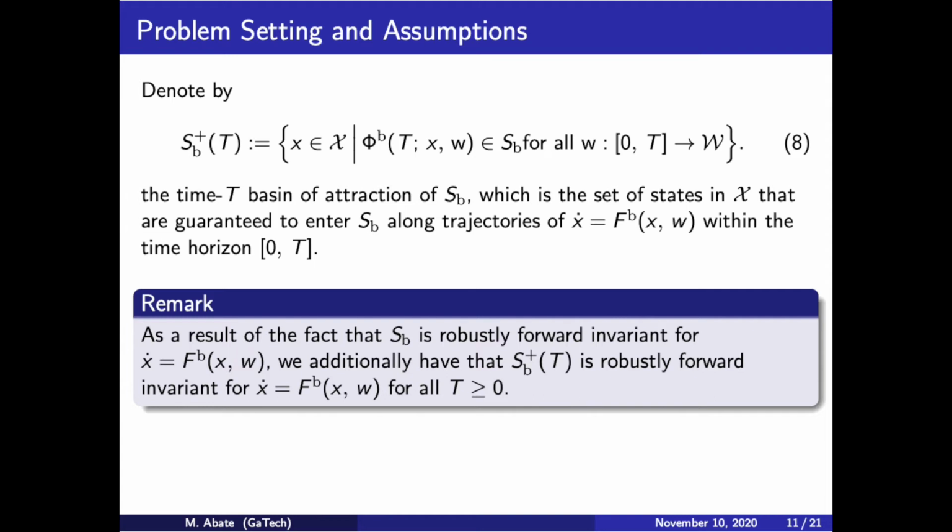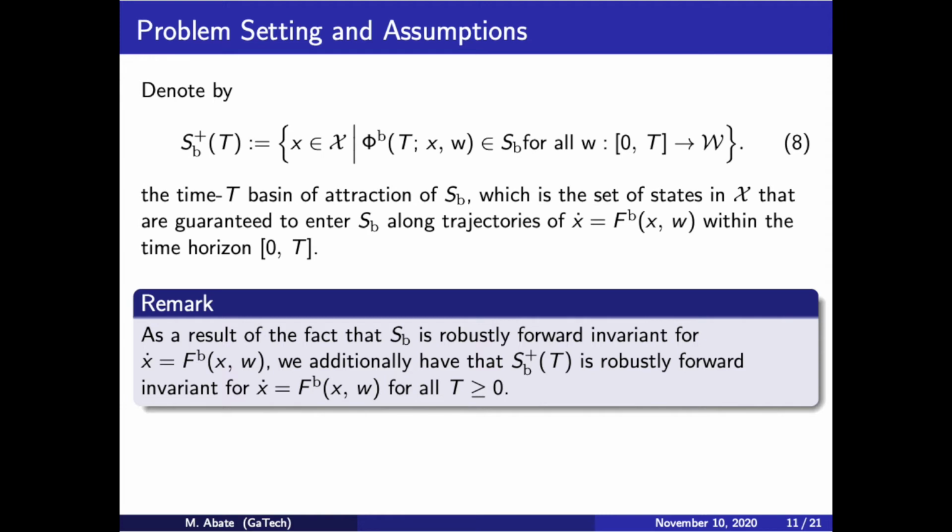And what we do here is we allow simply for the time t basin of attraction of the safe set, which is the set of states in the state space which are guaranteed to converge to the safe set when the backup control input is applied. We're going to assume that this basin of attraction does not intersect the unsafe set for some known backup time. And the reason why this is important is because the fact that SB is robustly forward invariant under the backup control policy implies that this time t basin of attraction is also robustly forward invariant as well, regardless of your choice of the backup time.